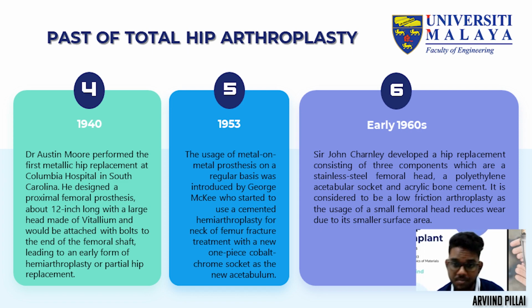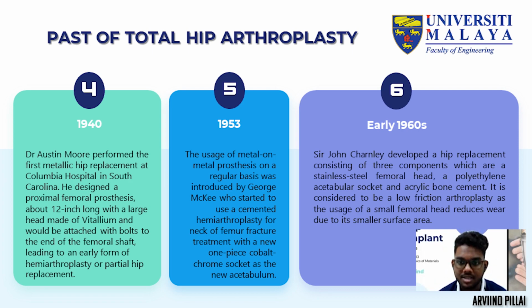Then in 1953, the regular usage of metal-on-metal prosthesis was introduced, along with cemented hemi-arthroplasty for neck of femur fracture treatment, with a new one-piece cobalt chrome socket as the new acetabulum. The survival rate was high, around 74%. However, the usage of this prosthesis declined due to certain local effects of metal particles, which were seen during revision surgery, which is a prosthetic failure.